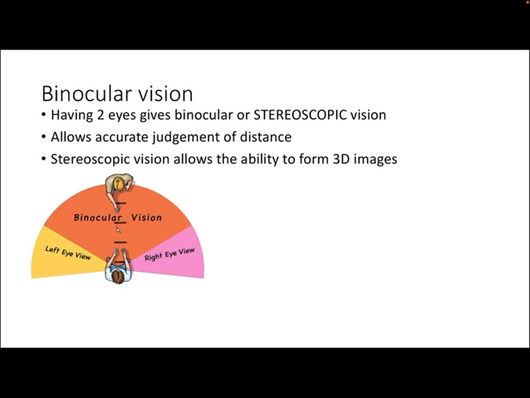Binocular vision, or stereoscopic vision. So having two eyes gives you this stereoscopic vision, and the benefit of this is that it allows accurate judgment of distance, and it allows the ability to form three-dimensional images.